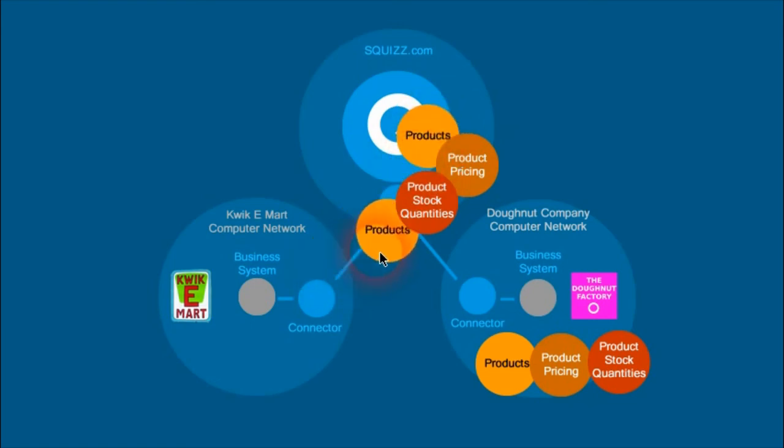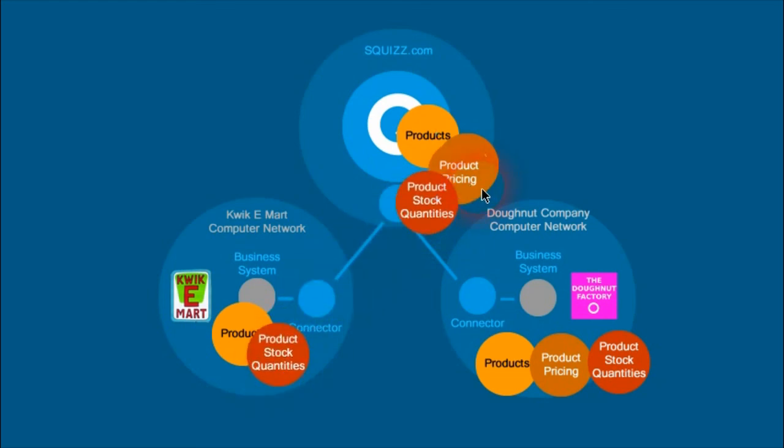So in this case, the product information flows through the API, down through the connector, and then it can be pushed somewhere around within Quickie Mart's computer network, maybe into its own business system, or it can sit in other locations. So Quickie Mart now has the ability to pull down the product information, the stock quantities, as well as the product pricing. So as you can see here, we now have copies of this data that has flowed between the supplier, in this case the Donut Company, Squiz.com, and Quickie Mart.